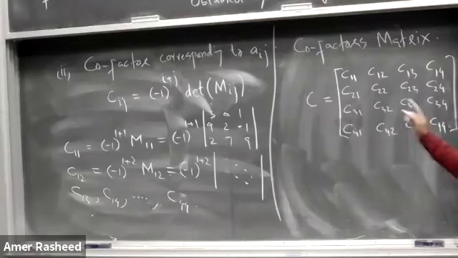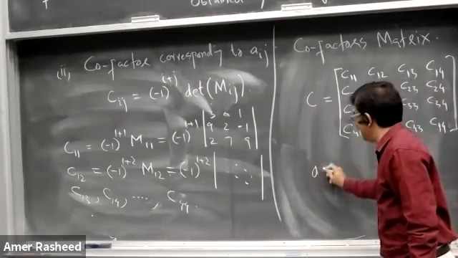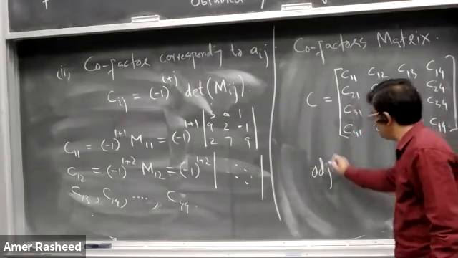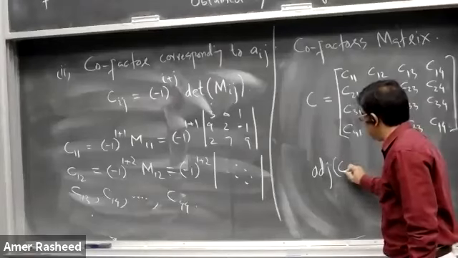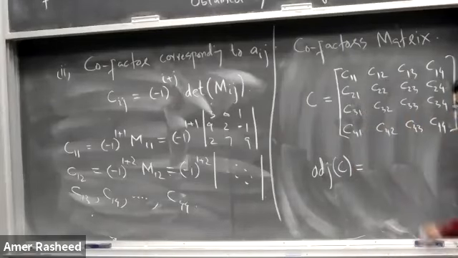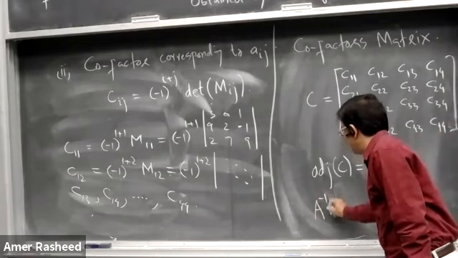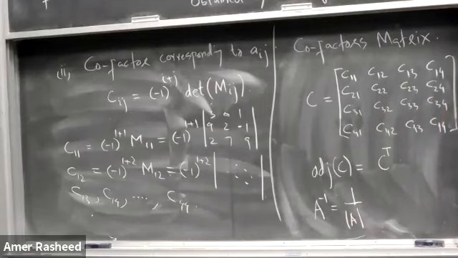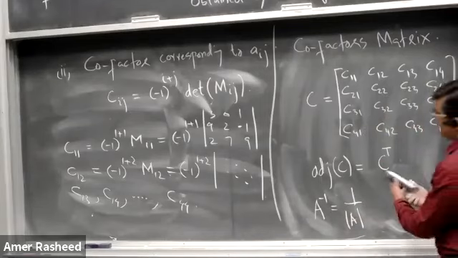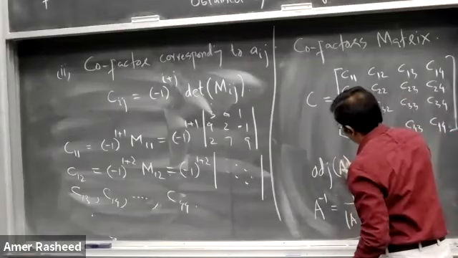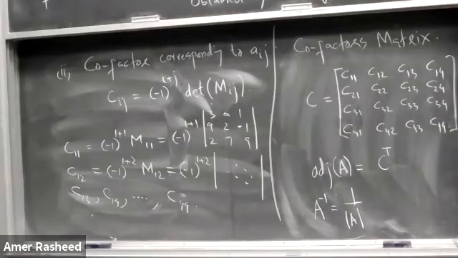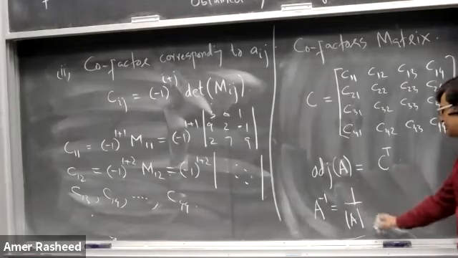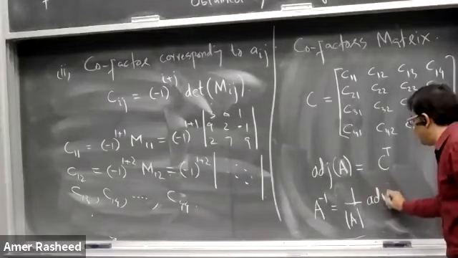Now, the transpose of this matrix is basically the adjoint. Adjoint of C is what? It is C transpose. Now, the inverse of that matrix is what? 1 over determinant of A times the adjoint of A. The adjoint of A is basically C transpose. So A inverse is equal to 1 over determinant of A times adjoint of A.